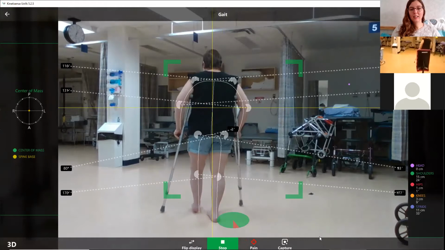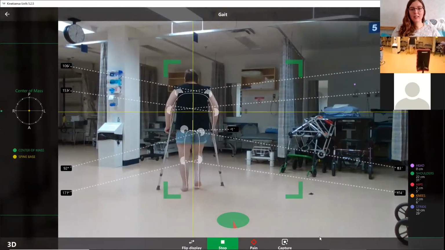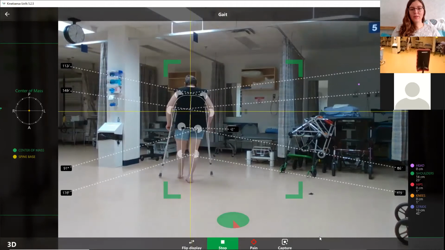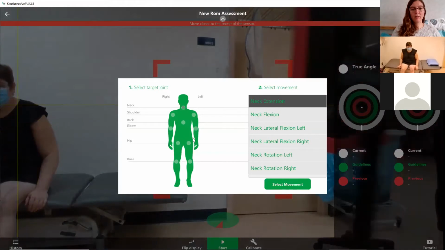The gait analysis is conducted using Kineticsense, a markerless motion capture system developed right here in Alberta. Using the software and a 3D camera, we're able to track how Anna walks and see if she has any issues with her gait.